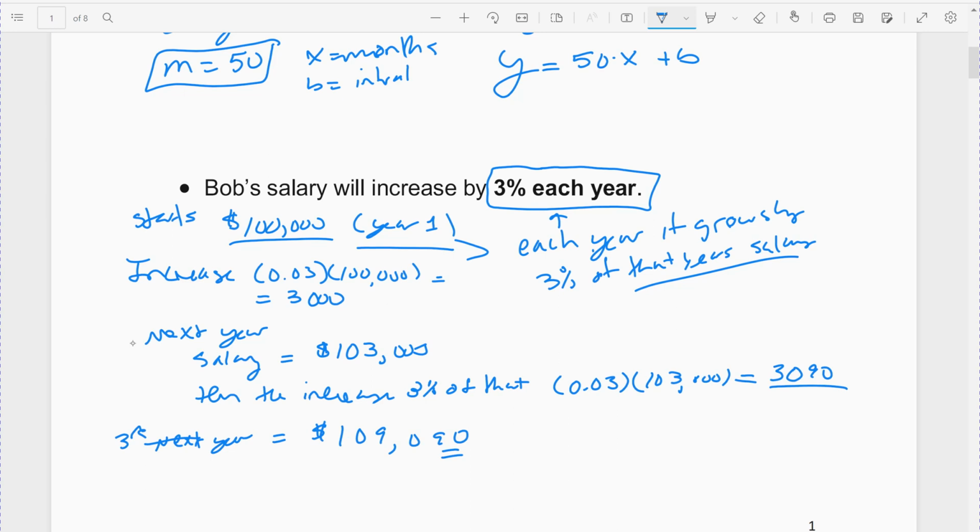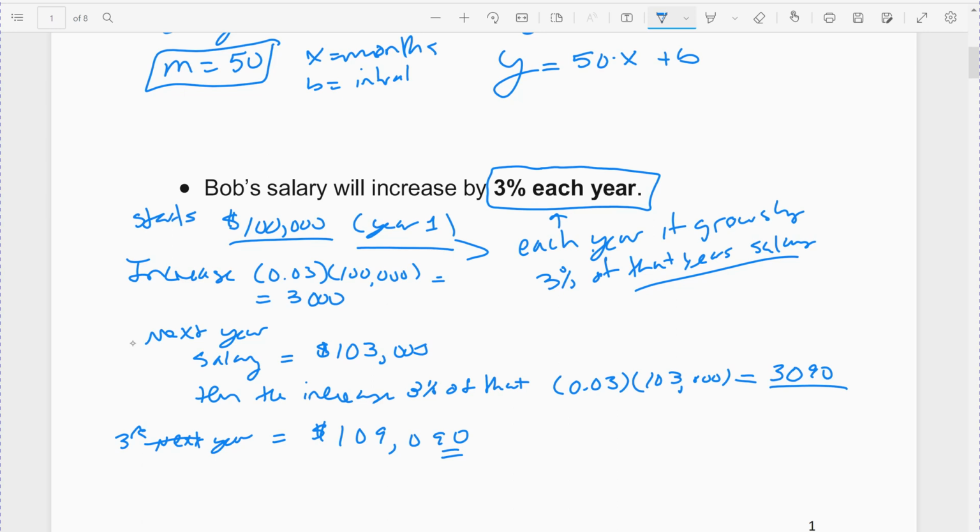So it's not constant. He's not getting $3,000 every year. Every year he's getting 3% of that previous year's salary, so it increases exponentially because it increases based on the current value. Which is different than linear. Linear stays the same. It's always $50, never any more than that. So that's the difference between linear and exponential.